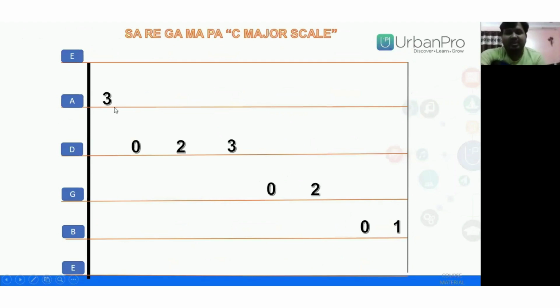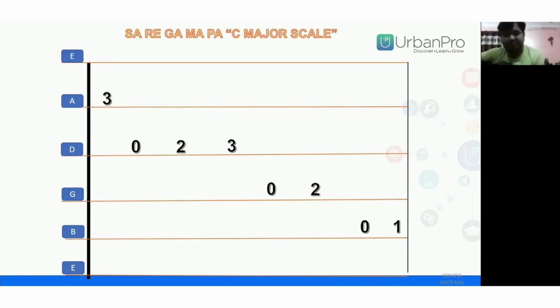So I drew the strings, and frets I have given in the form of numbers. That means on the A string, you can see the number 3. That means you have to play the third fret of the A. Okay, you have to read from left to right. Then you first play the third fret of A.